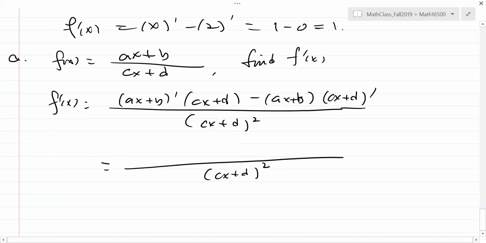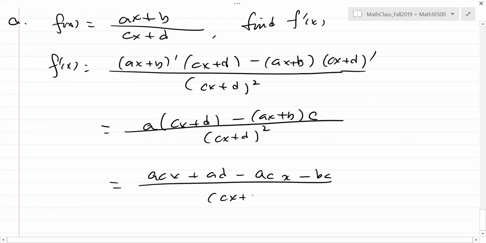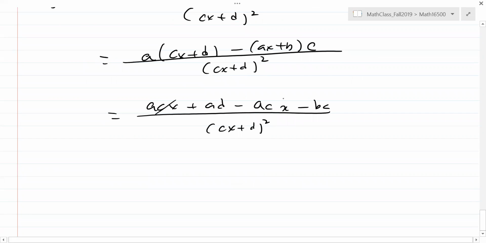All right, so the derivative of ax plus b is just equal to a. And the derivative of cx plus d is c. Then x is going in the numerator. So you get acx squared plus adx minus acx squared minus bcx, and the x squared terms cancel out. You will get ad minus bc over (cx plus d) squared.